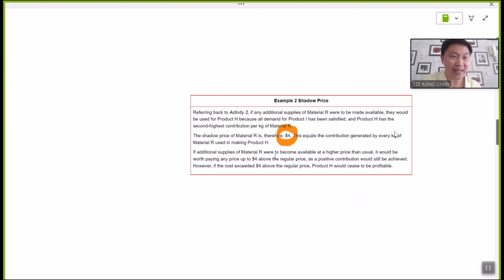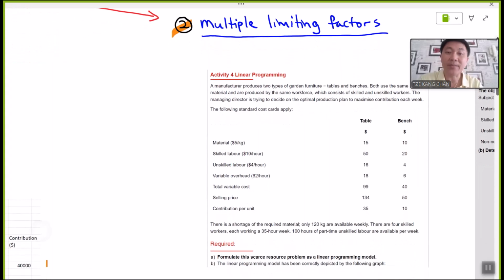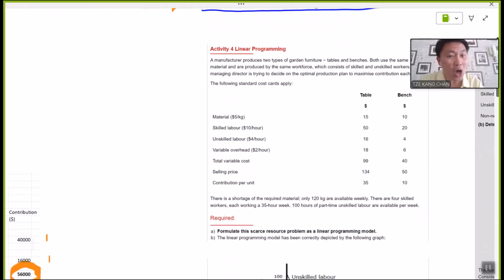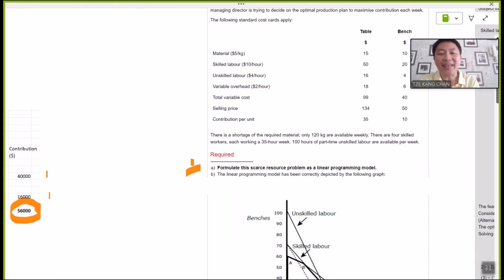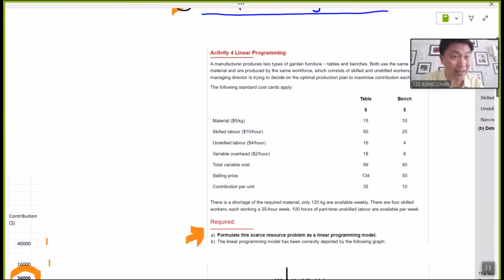That increase in the contributions from that scarce resource in H therefore explains the value of shadow price of R in these circumstances. So guys, after looking at a rather simple exercise involving a single limiting factor, it's time to take a look at the second scenario, where it involves multiple limiting factors. Again, spend some time, pause the video, take a look at the information and give a try on the requirements for this activity.